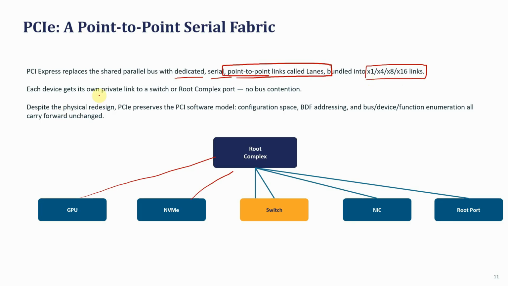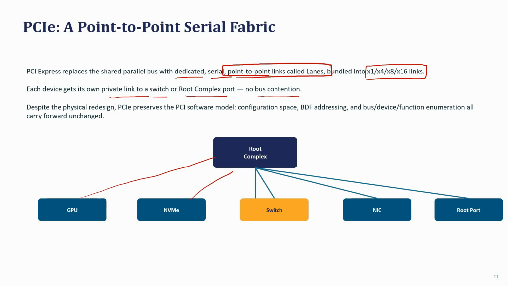And each device is going to get its own private link to a switch or the root complex port, and there is no bus contention. Despite the physical redesign, here you can see we are going to have a point to point connection from one device, that is my root complex, to the actual PCIe compliant device. These particular devices are not going to share a common bus.